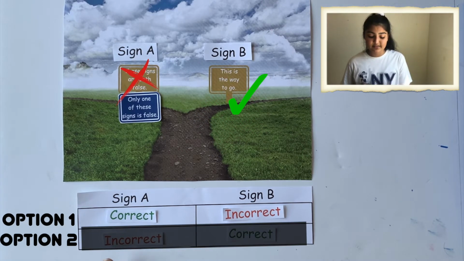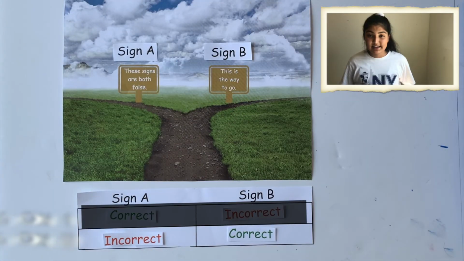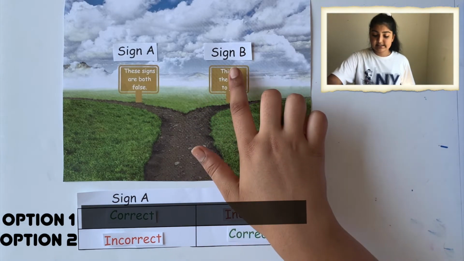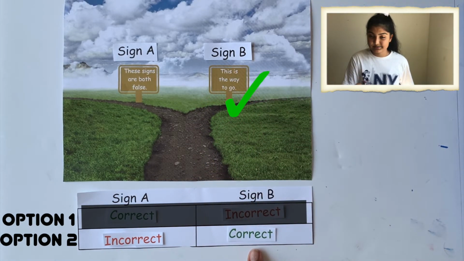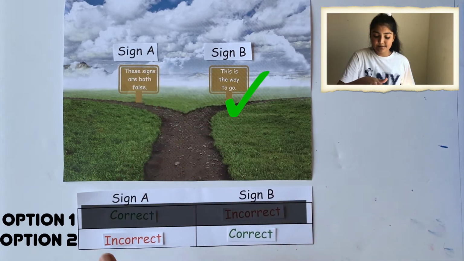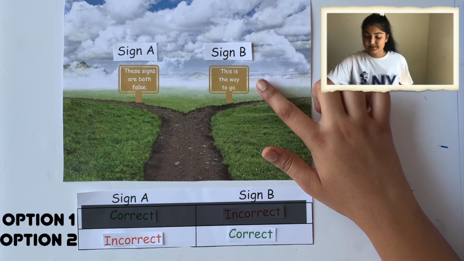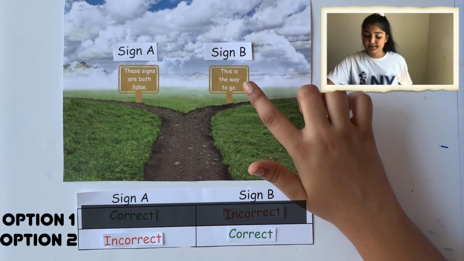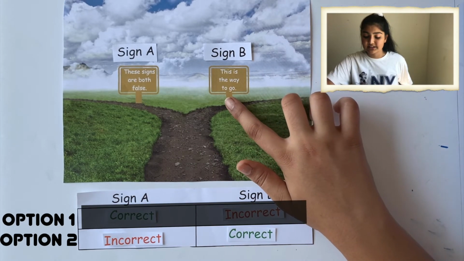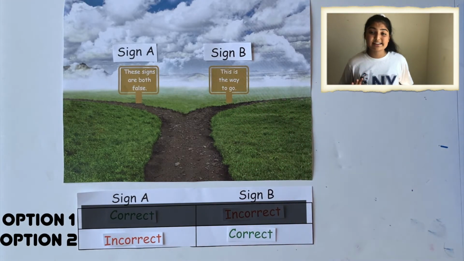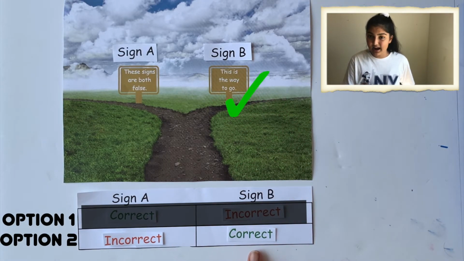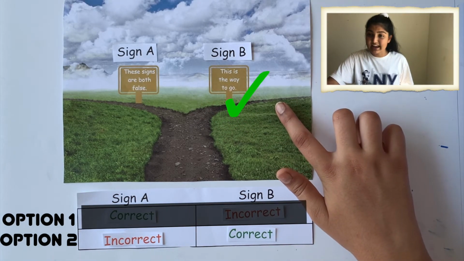So let's look at option 2 instead. In option 2, sign B is correct, and sign A is incorrect. So let's start by looking at sign B. Sign B says, this is the way to go. And since we assumed that it is correct, that means that the knight should take this path.